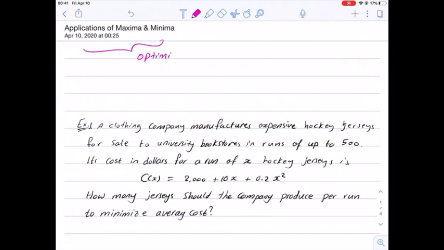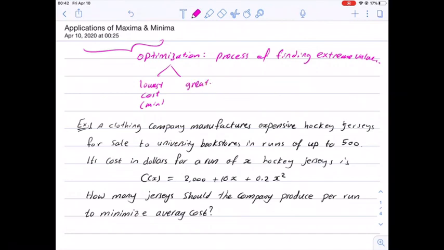optimization. So this is called optimization. By optimization we mean the process of finding extreme values. So optimization deals with, for example, lowest cost, this is minimum, or greatest possible profit, this is a maximum problem, and so on. So if we read in the question maximum or greatest, largest, smallest, lowest, all these mean that we have an optimization problem.